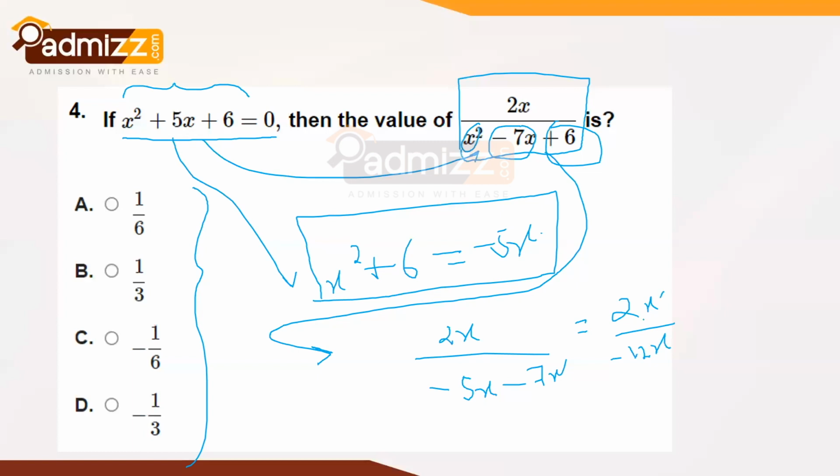And so x and x cancel out. 2 over minus 12 is equal to 1 over minus 6, which is minus 1 over 6. Option number C. Did you guys get this? Was this clear to everyone?